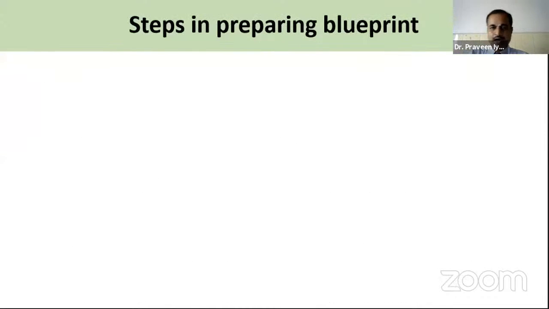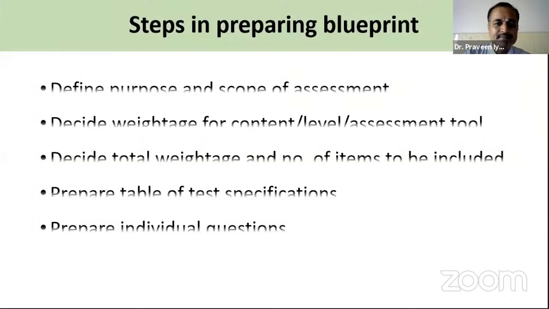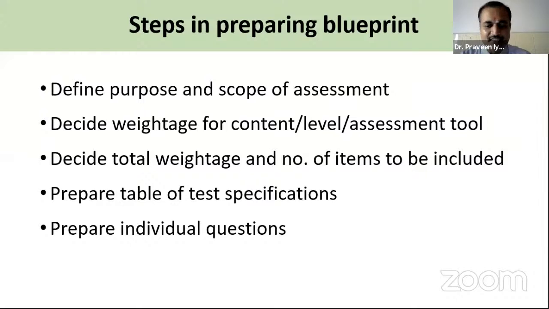Now let's go to how to do blueprinting. So these are the steps in blueprinting. Five steps are listed in this particular slide. The first is to define the purpose and scope of assessment. Second is deciding weightage for the content, level, and assessment tool that is to be used. Thirdly, decide total weightage and number of items to be included in one assessment. Then prepare a table of test specifications and prepare individual questions. We'll go to them one by one.